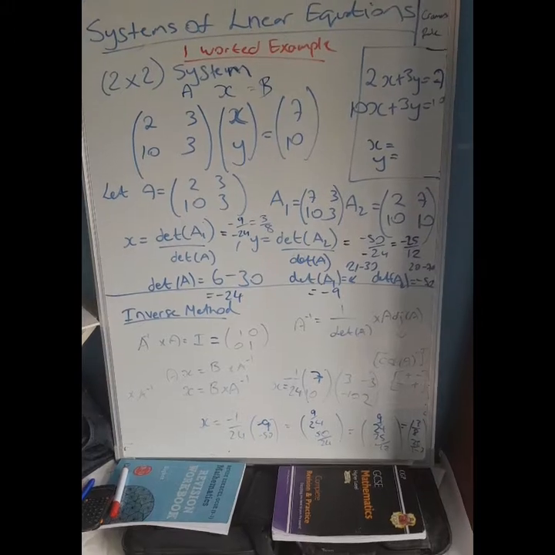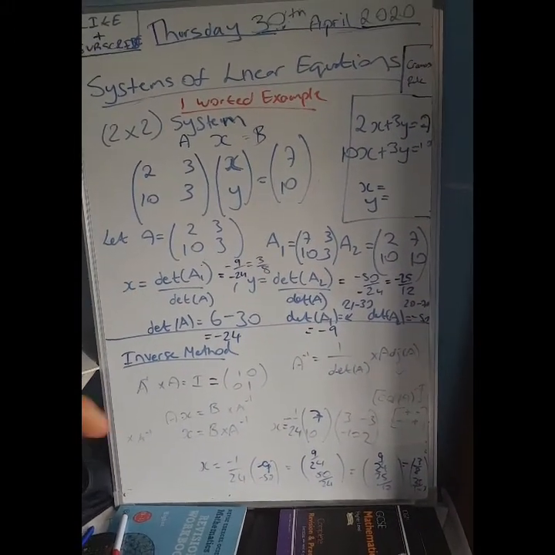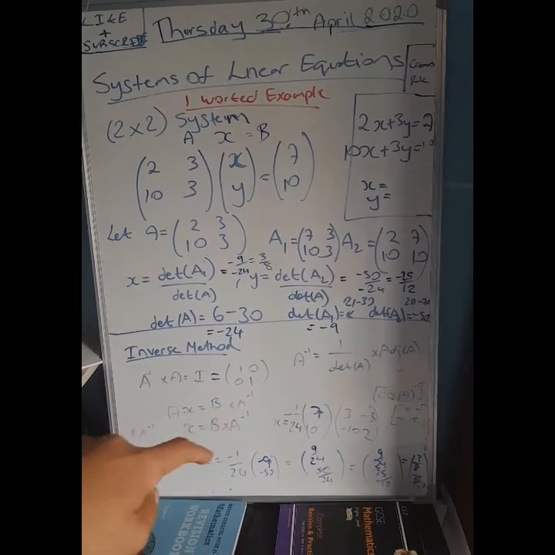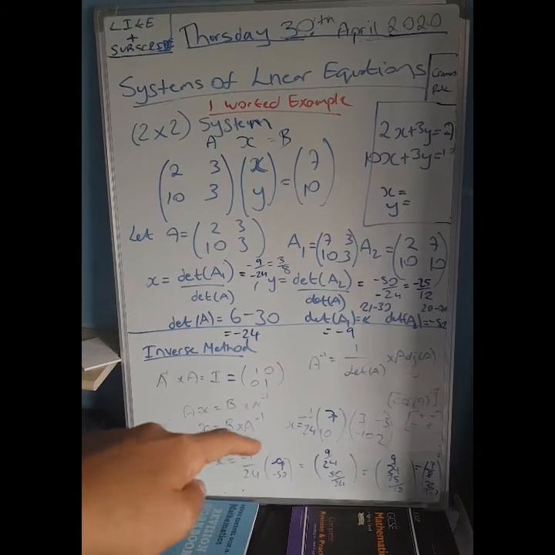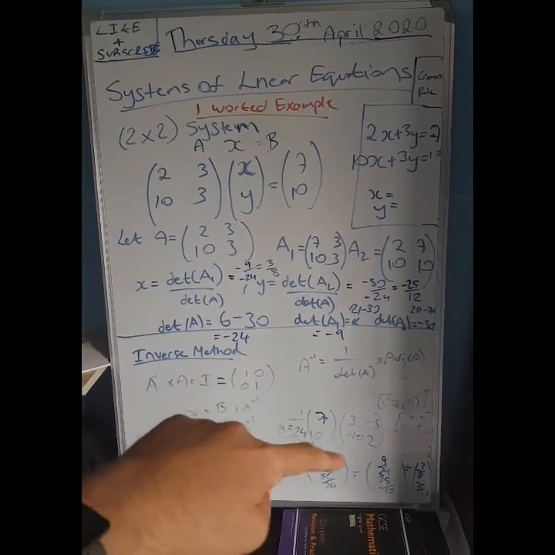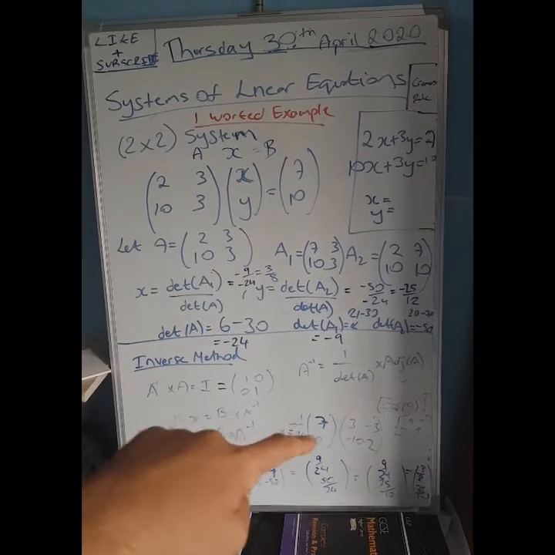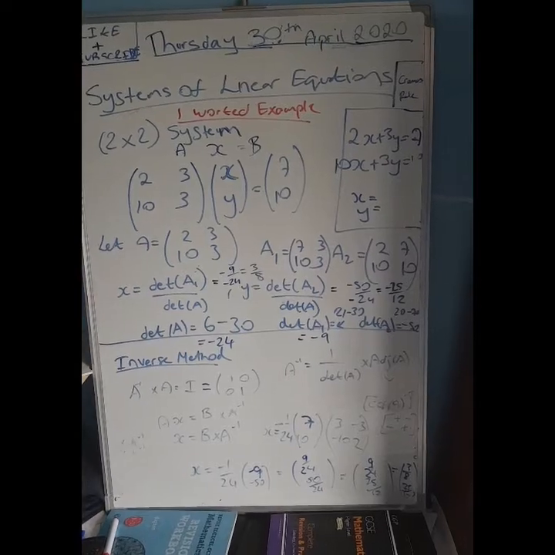There it is. And then all we did now, guys, was do x is equal to b times A inverse, or A inverse times b. Either way, it's fine. So minus 1 over 24 times 7, 10, which is obviously vector b, times 3, minus 3, minus 10 and 2.